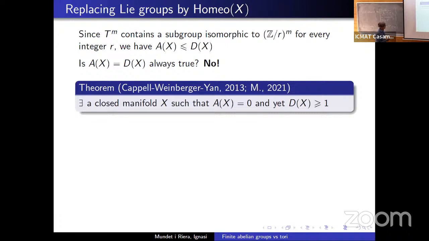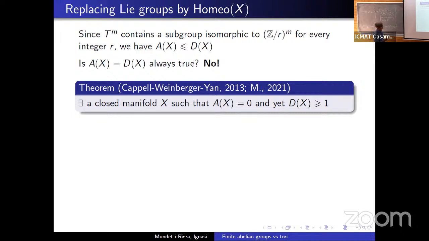So there are examples of closed manifolds for which A of X is equal to 0, and yet D of X is strictly bigger than 0. Okay, so this is mainly a theorem of Csikós, Pyber, and Szabó. I wrote my little contribution here, which was to write down the details of the inequality.